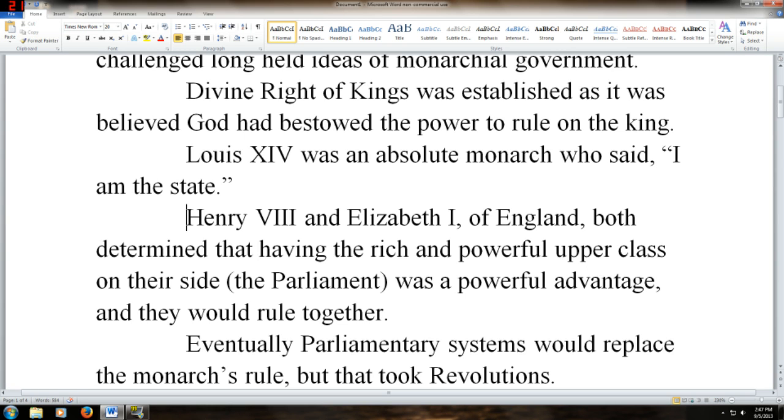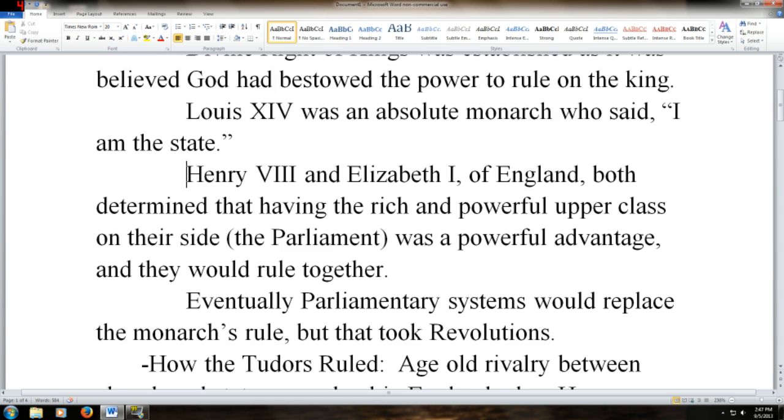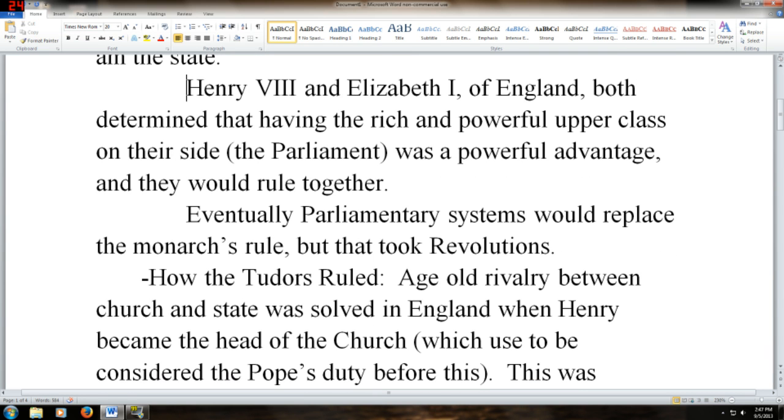And if you were a king who was ruling absolutely, but you didn't have the support of the guys with money, you weren't going to do too well in world affairs or establishing more and more power for your state. So King Henry VIII was the first one to decide that Parliament and the monarch should work together and rule together. So some power was given to Parliament to make and give laws for the people of England. The king had to check off on it, though. Eventually, the parliamentary system would replace the monarch's rule, but that took some revolutions before we got to that point.